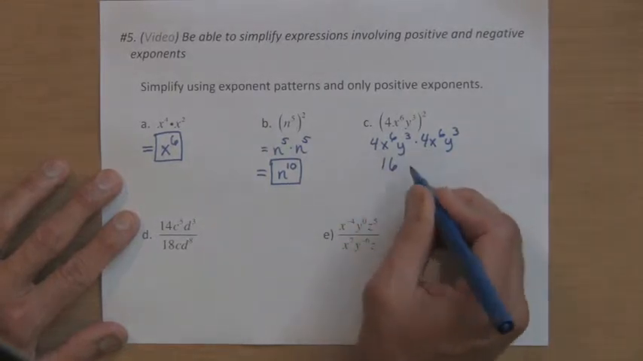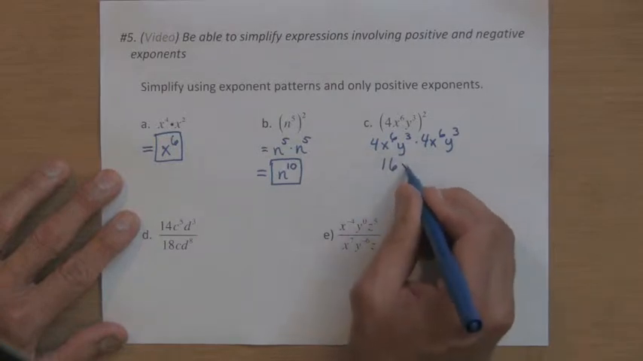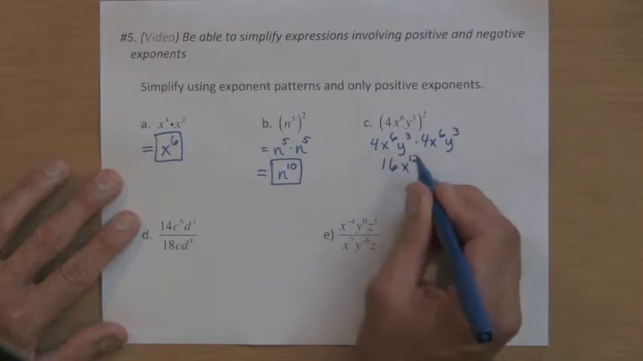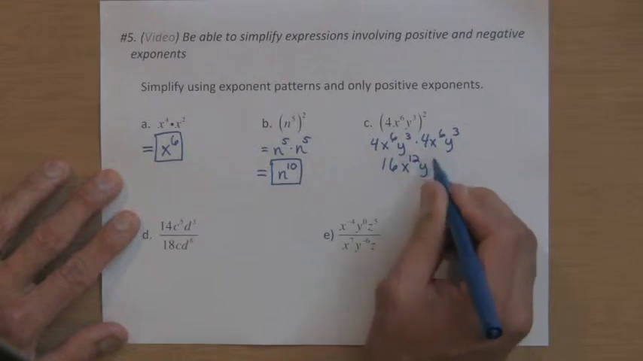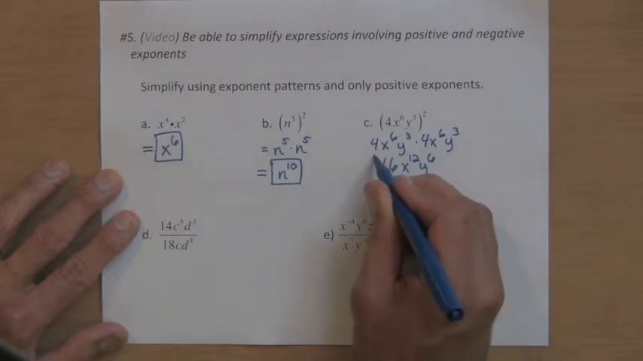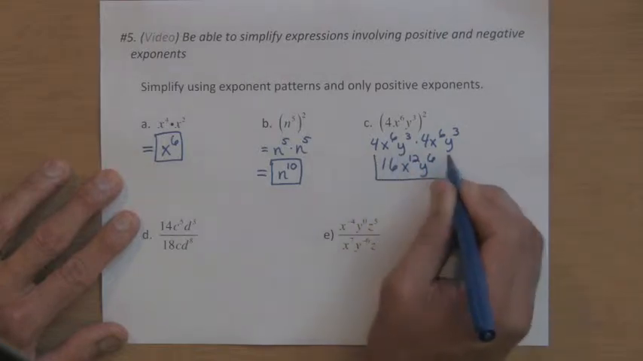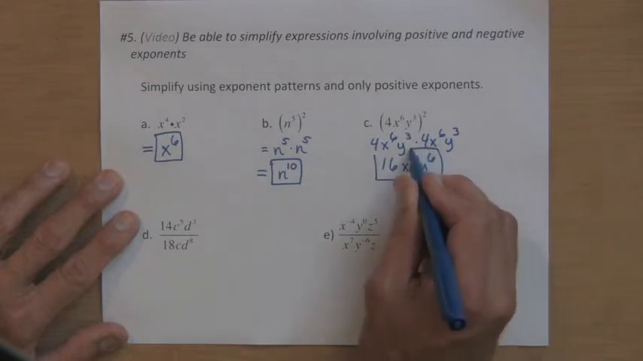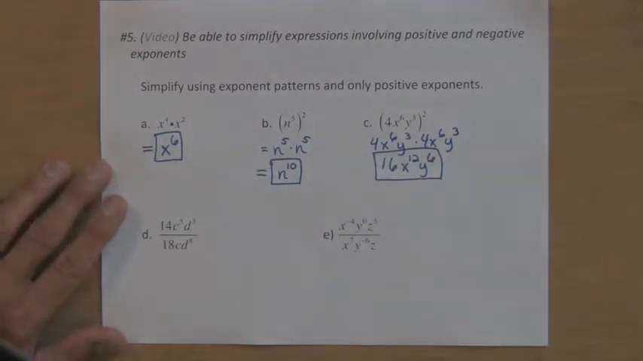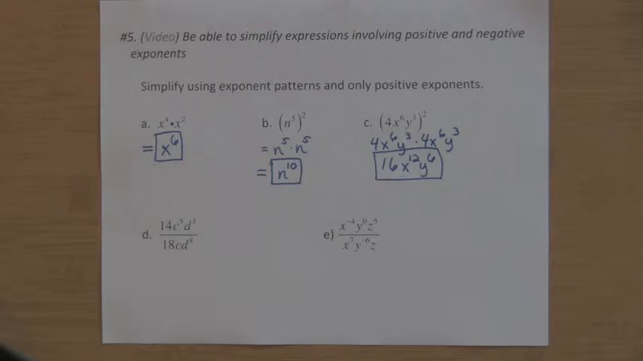x to the 6 times x to the 6, that's like 6 x's, and 6 more makes 12 x's, x to the 12th, and y cubed squared is 6 y's multiplied together. So you end up with 16x to the 12th, y to the 6th power. That's your simplest form.